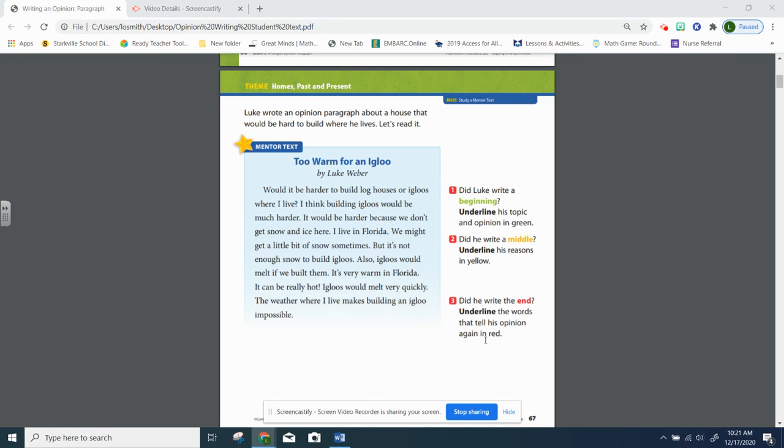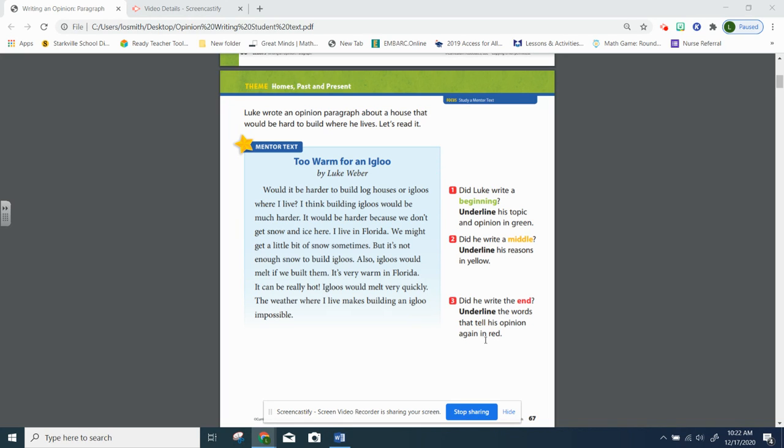Okay, why did Luke write the paragraph? Let's think. That's right. He wrote it to tell which home would be harder to build. I want you to think, which one do you think would be harder to build?